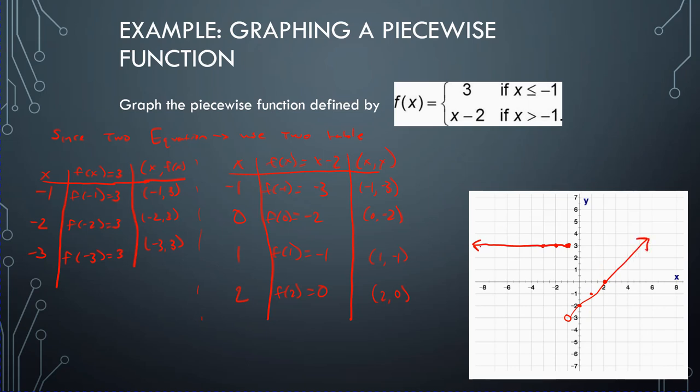So look, this is the part over here. This graph is the part f of x is equal to 3. And this is what it looks like until you get to -1. And then you're going to use x minus 2 after. So then this is the part that looks like x minus 2. All right, let's do another one so you can see.